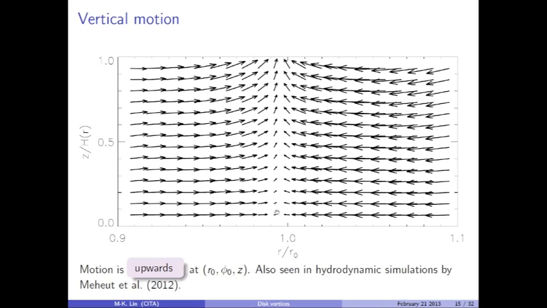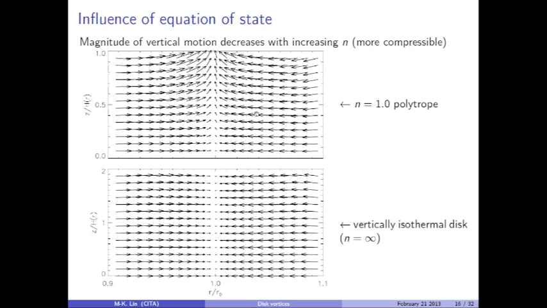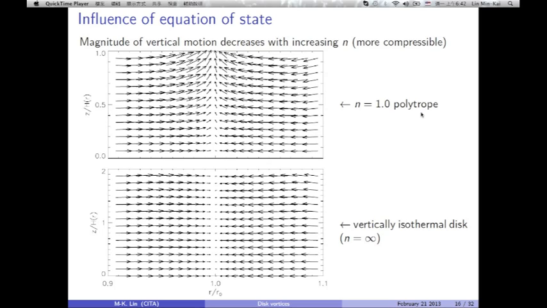Now what I found from the linear calculation is that this upwards motion depends on the equation of state. These are 2 more calculations done with, first of all, an n equals 1 polytrope. The previous slide was n equals 1.5. And the lower plot here is a vertically isothermal disk, so that's actually n equals infinity. The magnitude of this vertical flow at co-rotation depends on the equation of state, and is such that the magnitude decreases as you make n larger. In other words, as you make the fluid more compressible, the vertical flow diminishes.